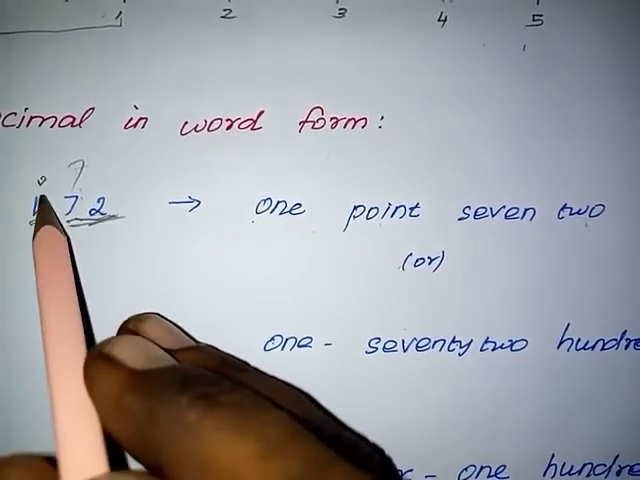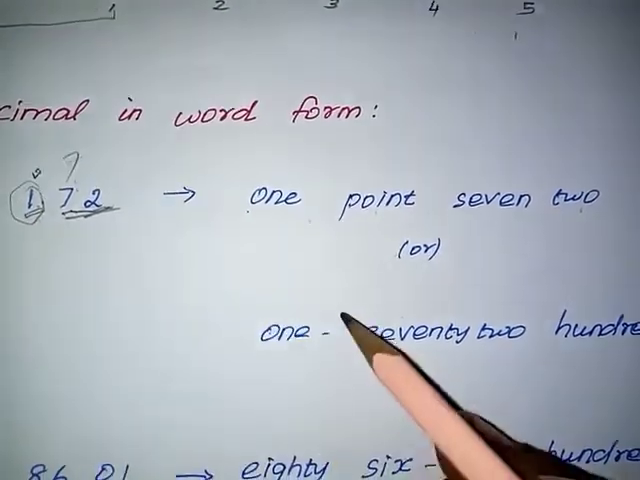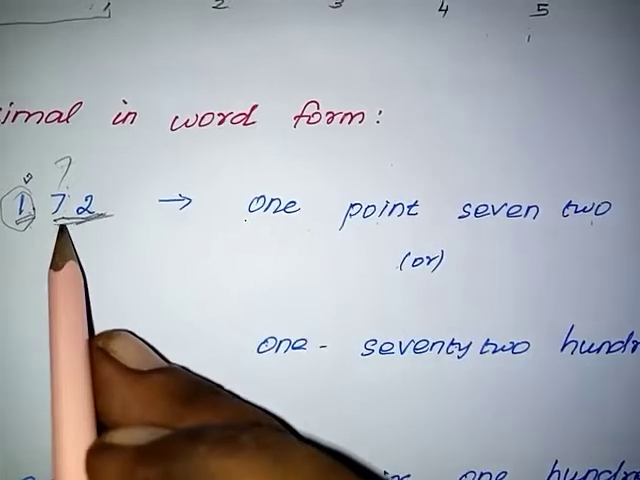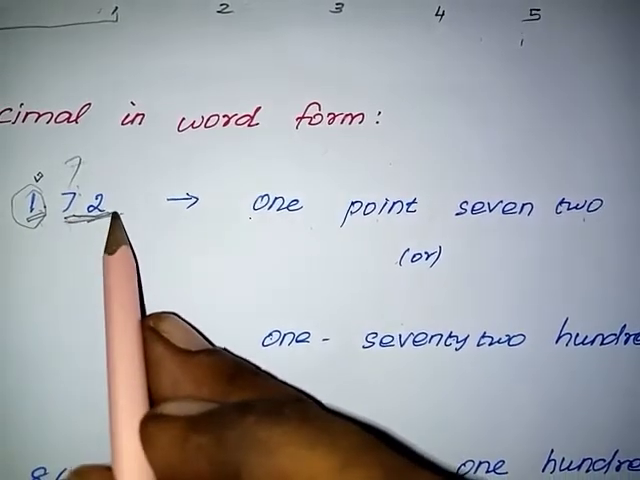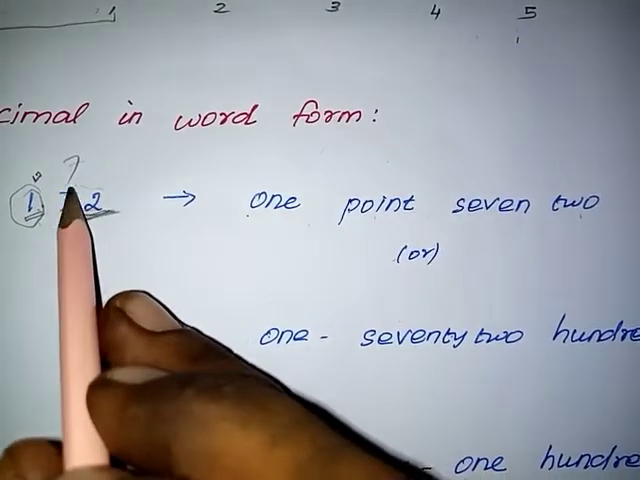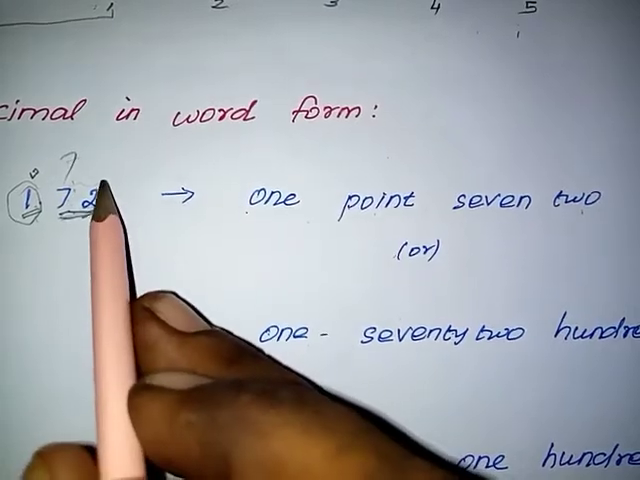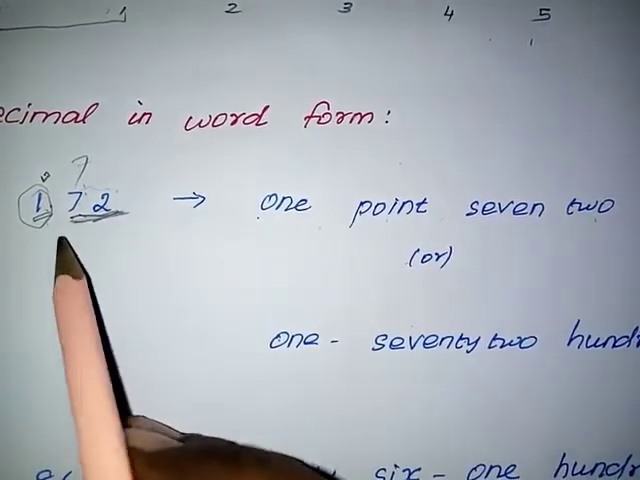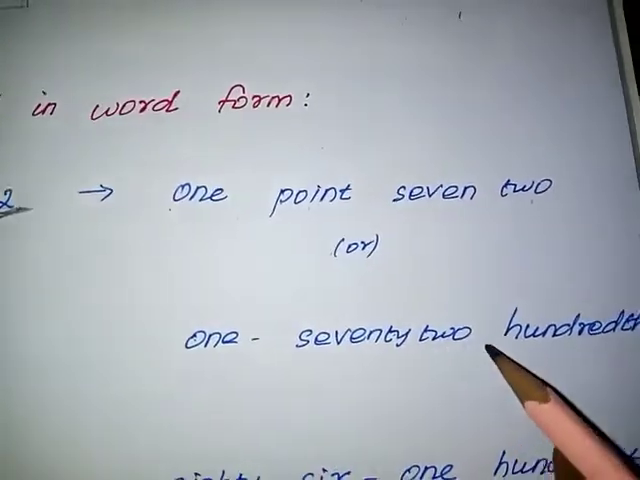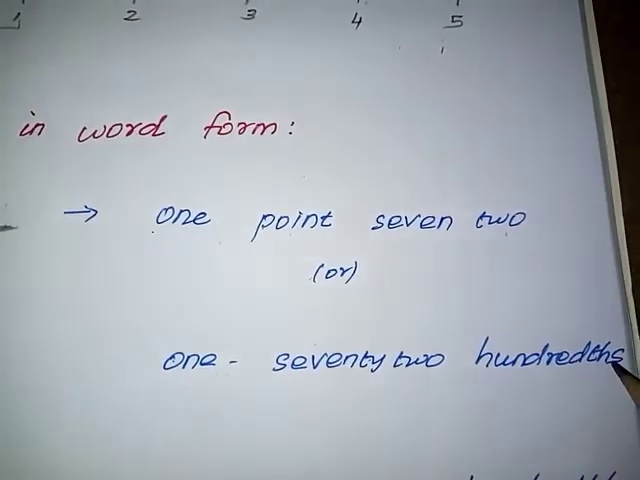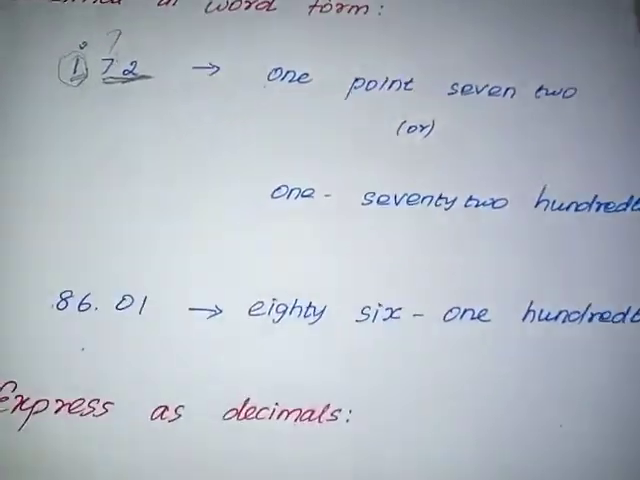The same sum we can say as the answer in another way. Here the integral part is 1, so 1, and the decimal part is 72. So 72 represents 72 hundredths. So we have to say 1 and 72 hundredths. Next one.